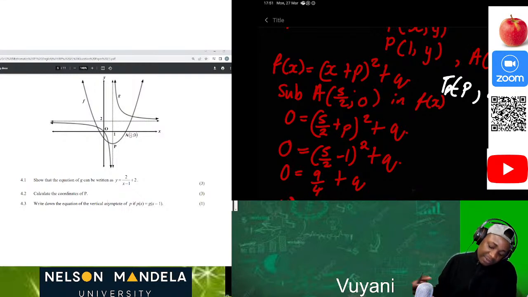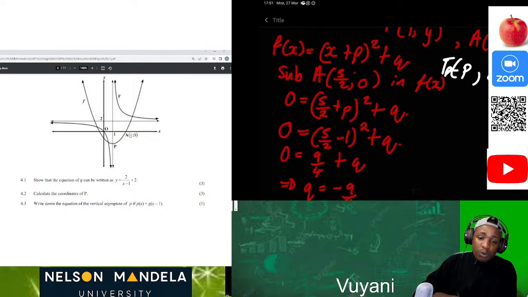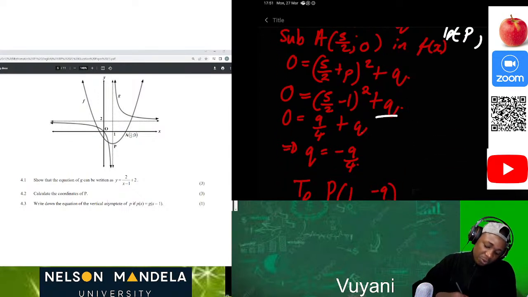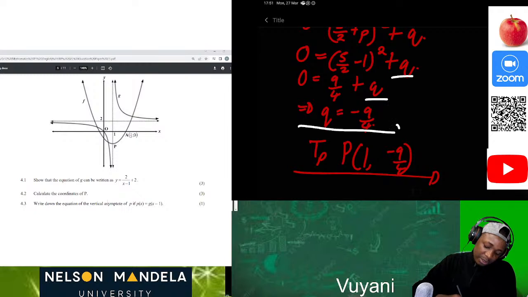So when we plug this value in the original, it's going to be x minus 1. Then after that, everything will be history, because we also see that we have a point A, which is also in our graph. So we can just substitute that point A in the function of f of x, so that we can have the value of q. Then we calculate q, then our q is equal to negative 9 over 4.